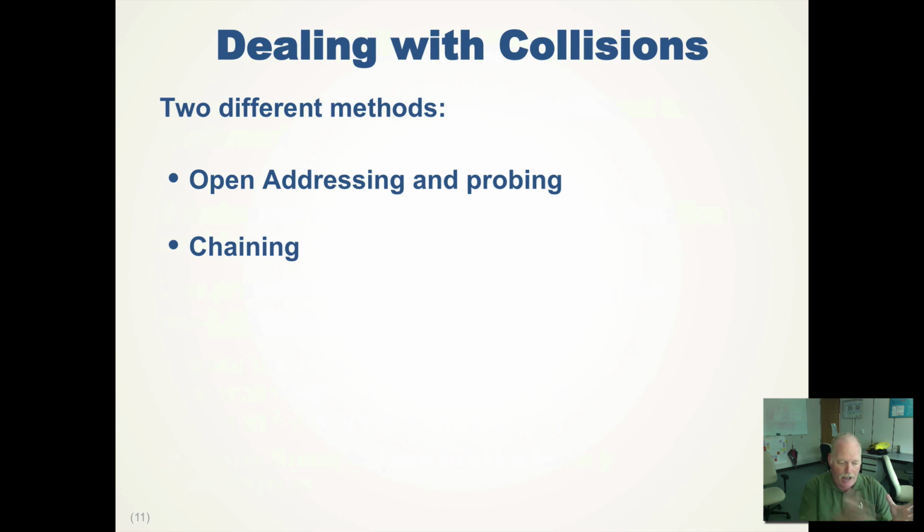Now that we've got a hash and an index into our table, how do we deal with collisions? Well, there are two primary ways of dealing with collisions. One is called open addressing and probing. The second is called chaining. In open addressing and probing, the word probing gives you a hint: when we have a collision, we're going to probe, or try to find, the next open spot in our table. Chaining gives you an idea that we're going to create chains, or linked lists, of the items at that index.